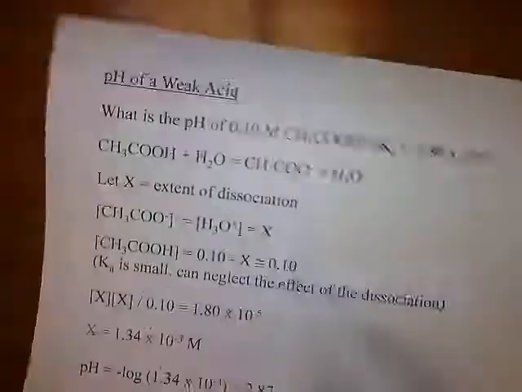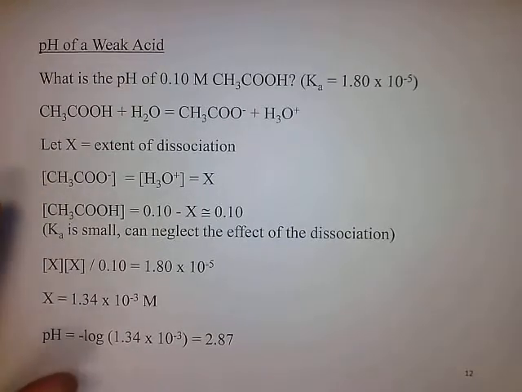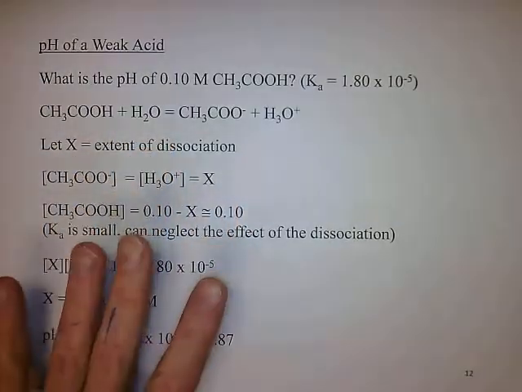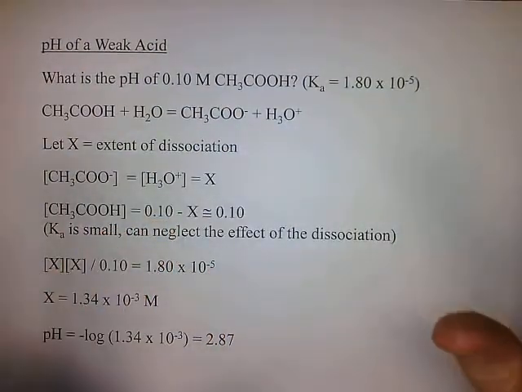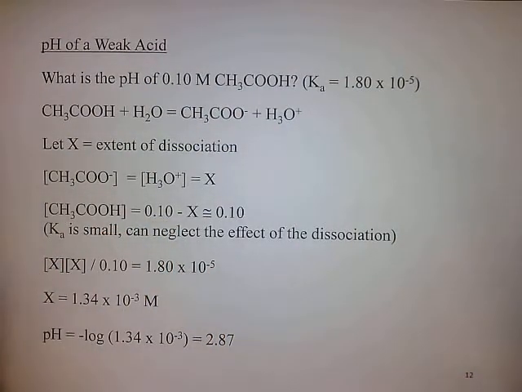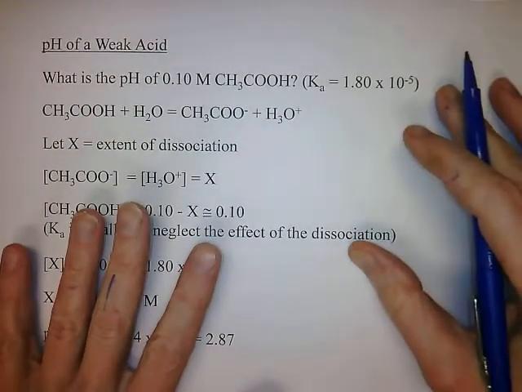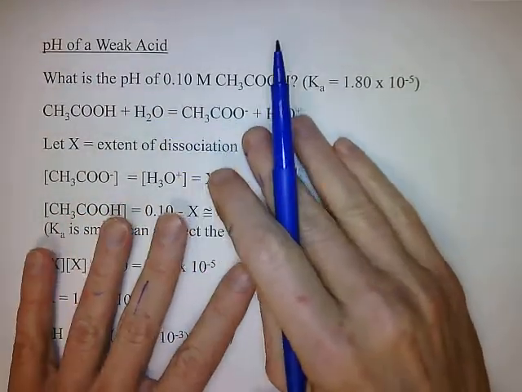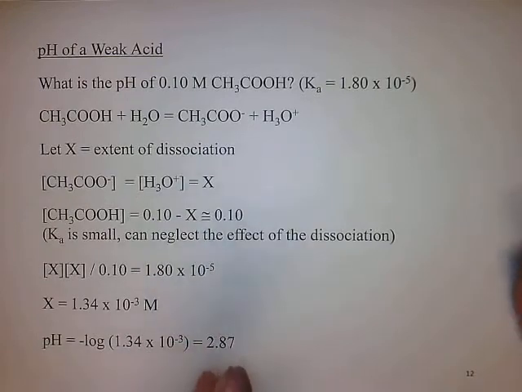Alright, so let's talk about the calculation of the pH of a weak acid. Now first of all, before we get too far into this, you should be able to see how the pH of a strong acid should be a simple calculation. Why is that? Because a strong acid is 100% dissociated. You simply take the negative log of the concentration and that's it. So if we had 0.1 molar hydrochloric acid, you'd take the negative log of 0.1, which would be -1 times -1, and your pH would be 1.